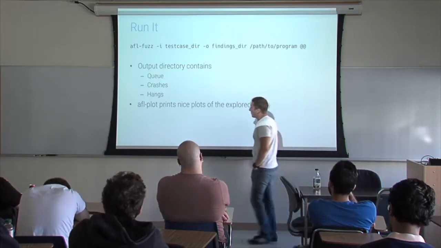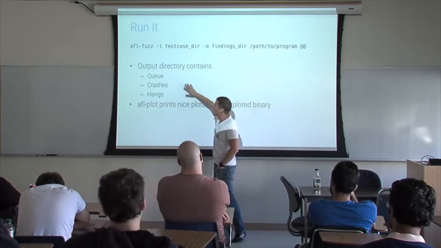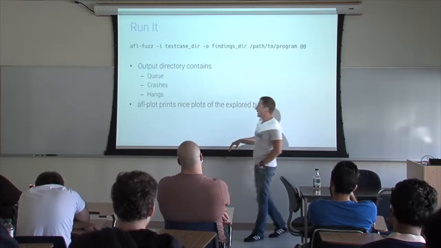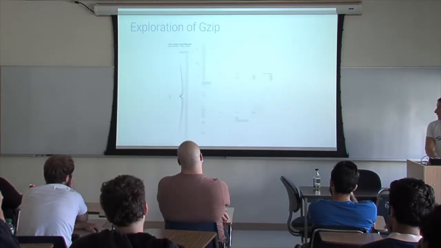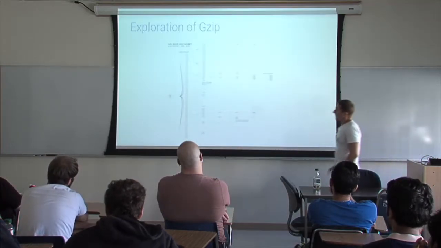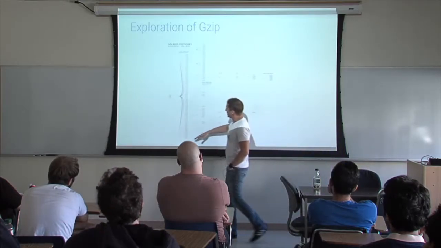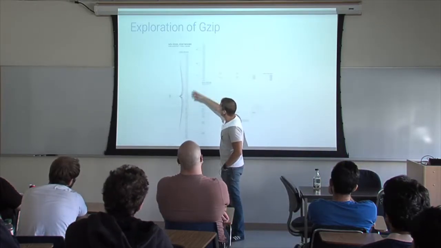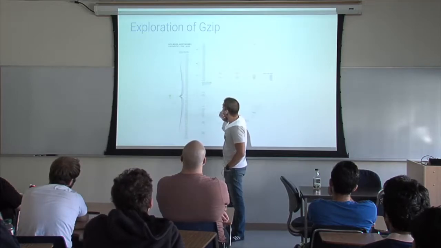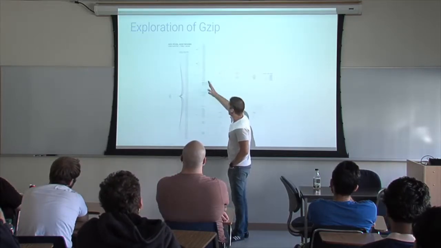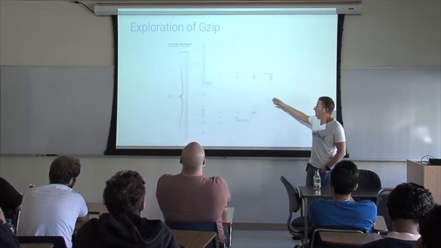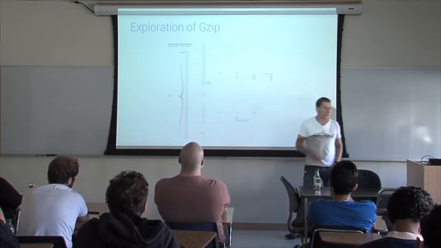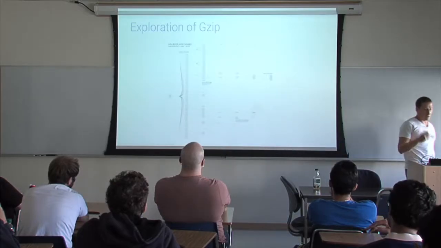It's very simple. You will have the queue, the crashes, the hangs, and you can even print nice plots. This is one that represents the test cases for gzip, and this is 2000 executions, and you can see different levels of test cases in which the input has been repeatedly mutated to find crashes.